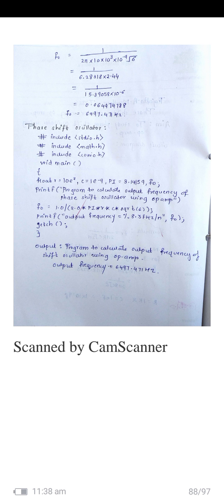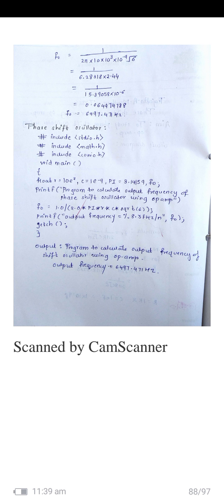Then write the program in Turbo C: #include <stdio.h>, #include <math.h>, #include <conio.h>, void main, opening curly bracket, float r = 10³, c = 1×10⁻⁹, pi = 3.14, f0. Then printf: program to calculate the output frequency of the phase shift oscillator using the op amp. f0 = 1/(2πRC√6). Use this formula. Then printf output frequency is equal to %8.3f Hz, \n, f0, getch, closing brackets.